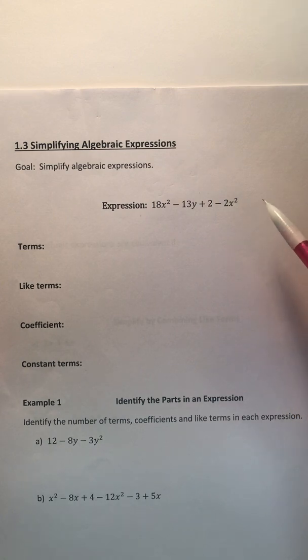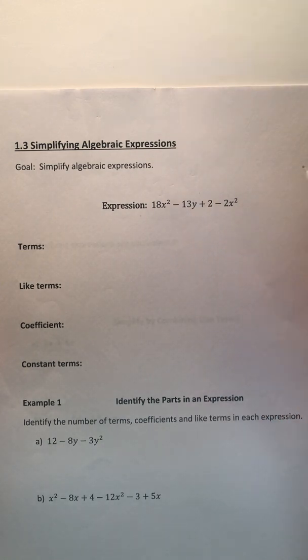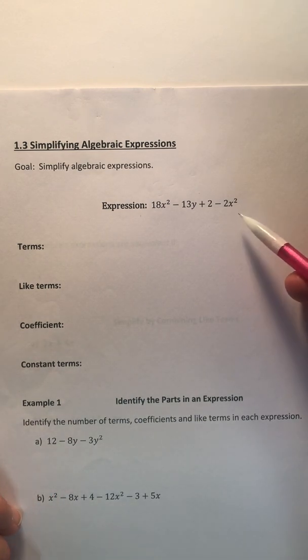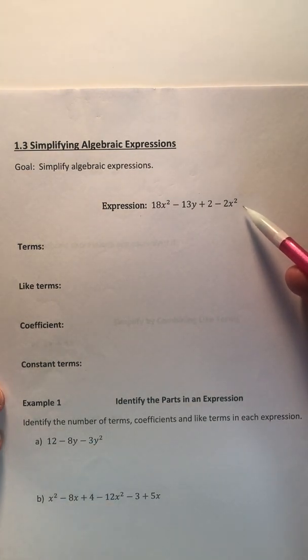This is an example of an expression: 18x squared minus 13y plus 2 minus 2x squared. All right. Notice this expression doesn't have an equal sign in it, and that's what makes it an expression and not an equation.